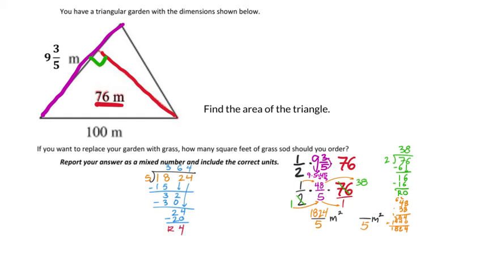So the quotient there, 364. And the remainder of 4, that's our numerator. That looks to be our answer right there as a mixed number.